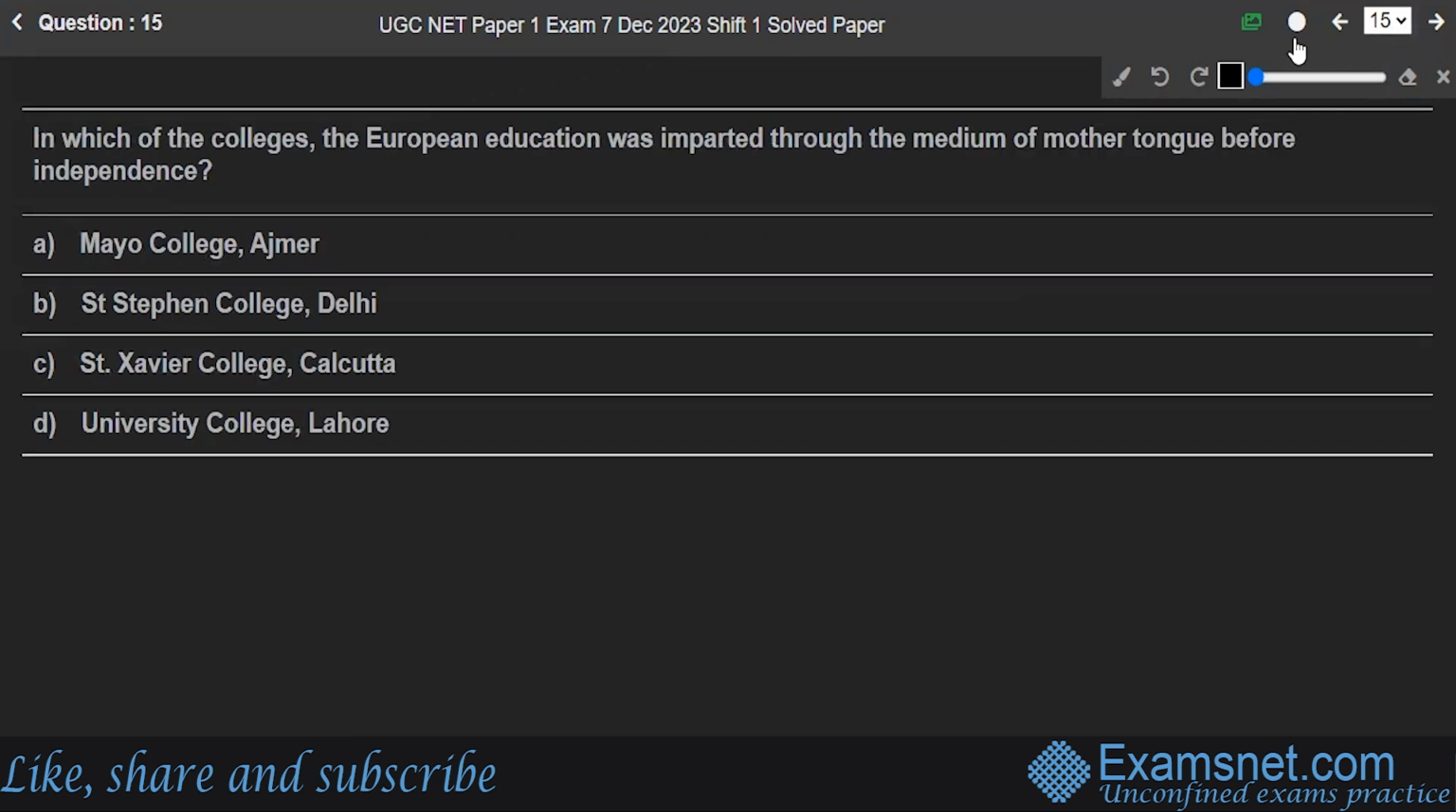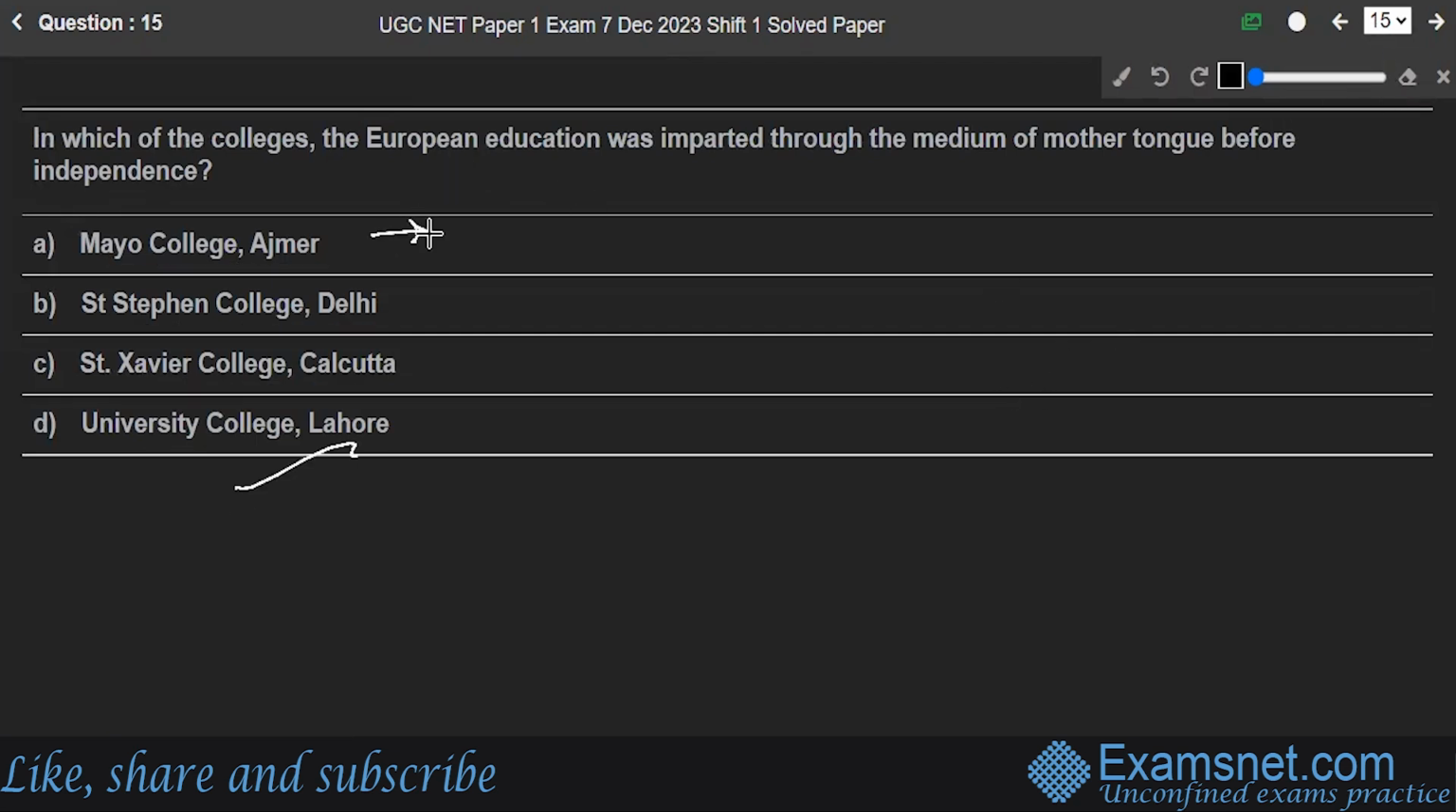In which of the colleges was European education imparted through the medium of mother tongue before independence? Mayo College, Ajmer; St. Stephen's College, Delhi; St. Xavier's College, Calcutta; or University College, Lahore? Well, the right answer is University College, Lahore.